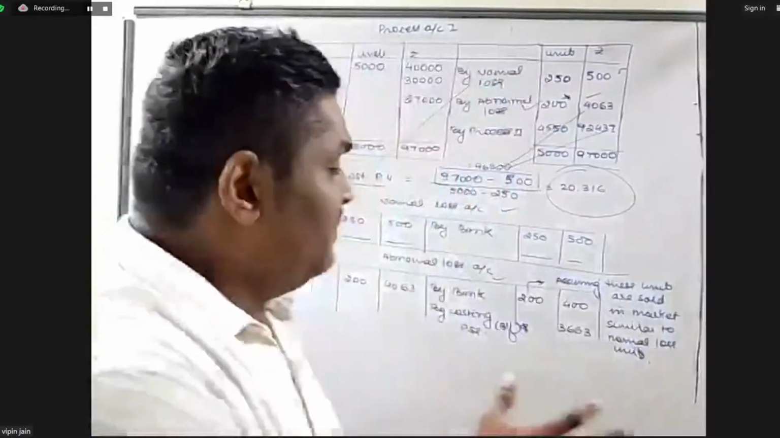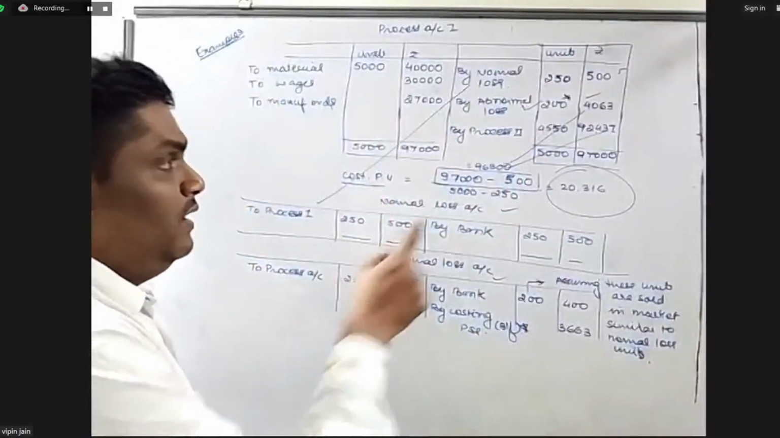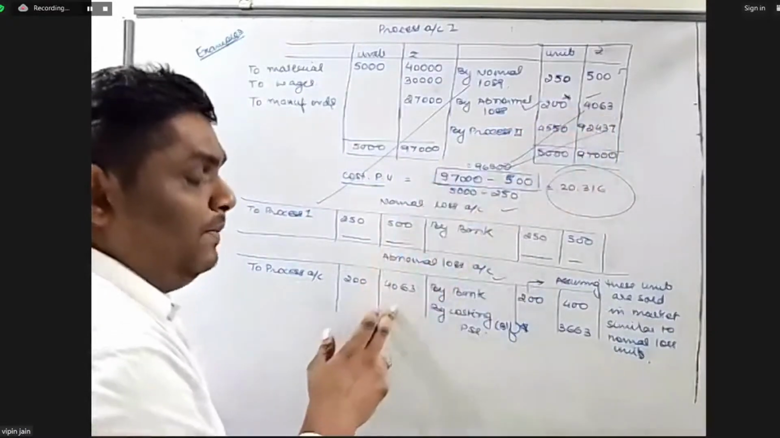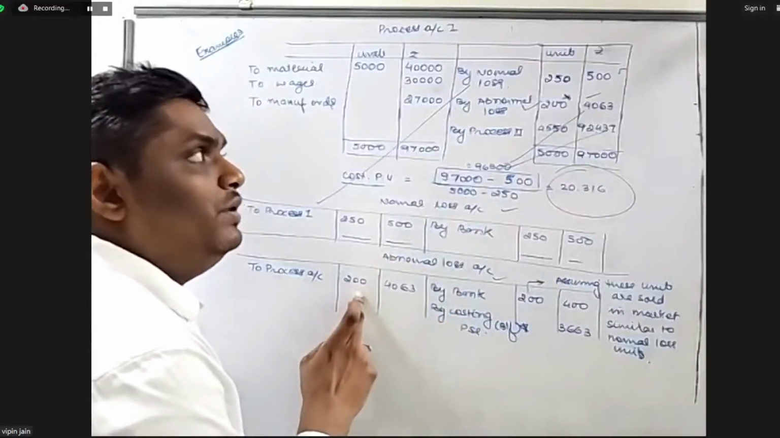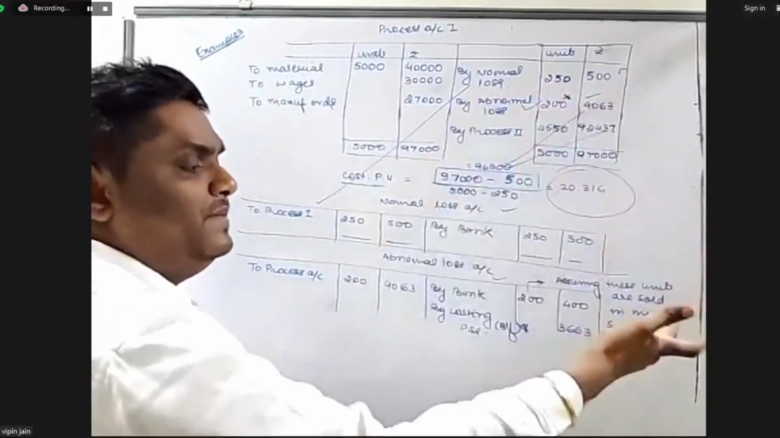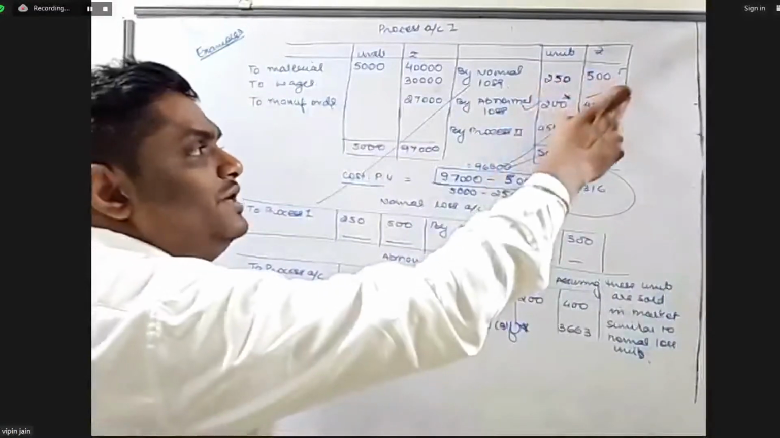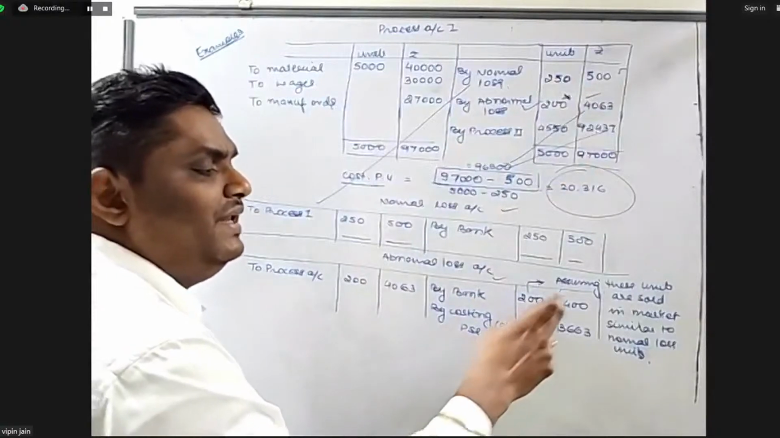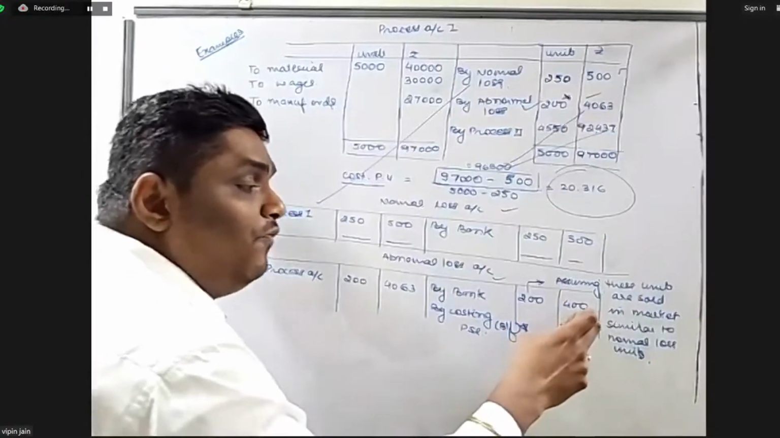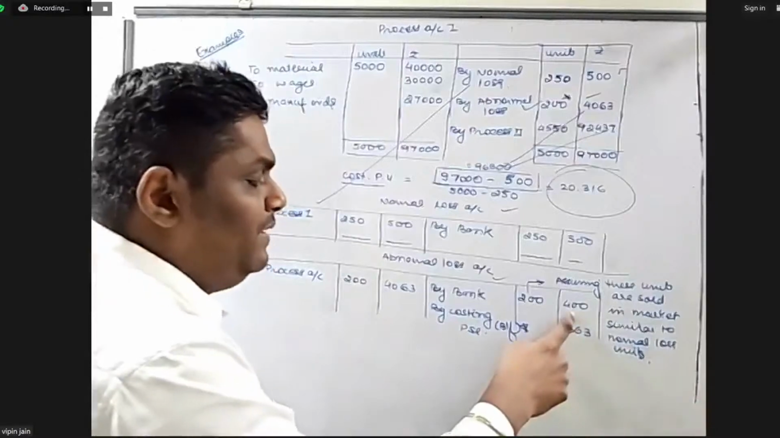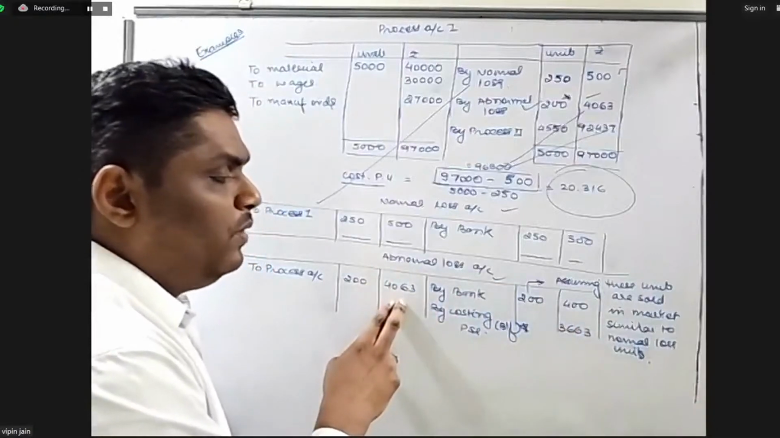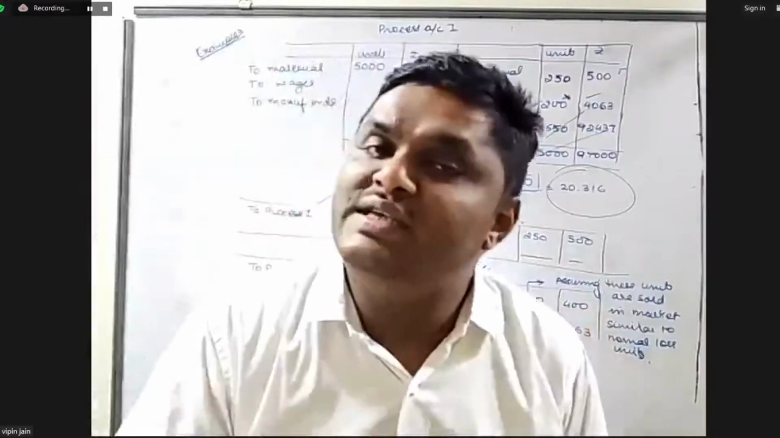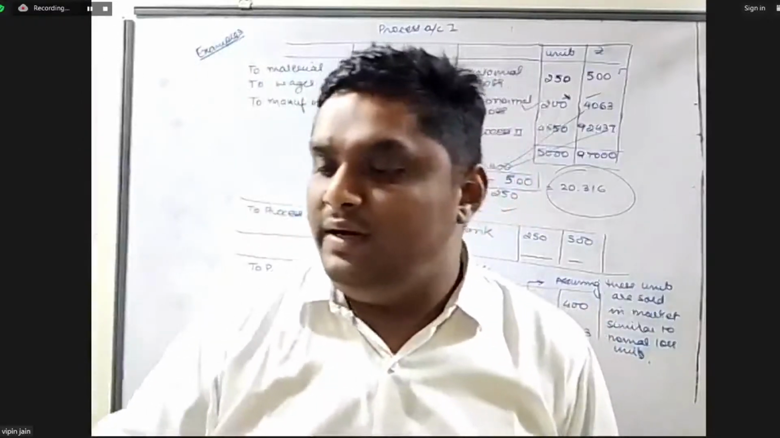So Mamta, in simple terms, 200 and 4063 is the value of abnormal loss. We will assume that these 200 units, just like these 250 units, we sold in the market at the rate of 2. Similarly, we will sell these 200 units in the market at the rate of 2. So we will be getting 400 rupees. So 4063 is the value of abnormal loss. If we minus 400 from that, what is the net loss? 3663. It will be transferred to costing P&L.